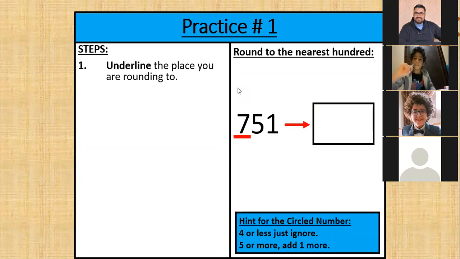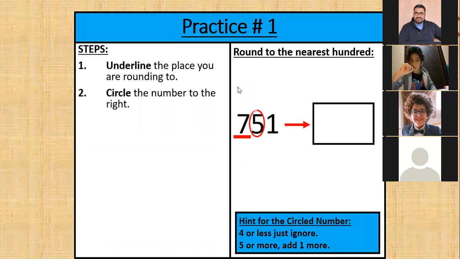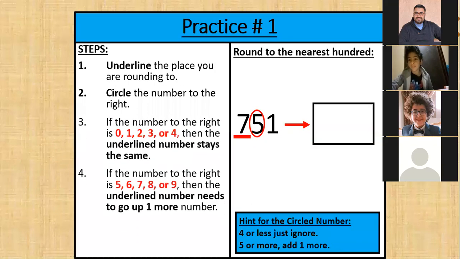Circle 5. We make a circle around 5. We want to check if 5 is rich or poor. Rich. So what are we going to do when we find a number is rich? We add 1 to 7. So 7 will be? 8. 7 will be 8. Very good.